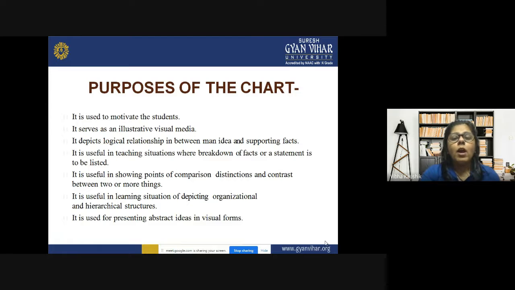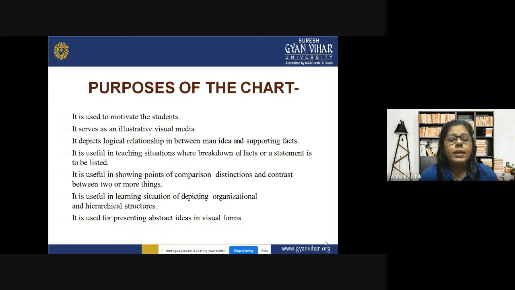Now, what are the different purposes of the use of a chart? It is used to motivate the students. When the teacher uses a chart to teach, it will definitely motivate the students to learn that concept. It serves as an illustrative visual aid. It depicts the logical relationship between the main idea and supporting facts.